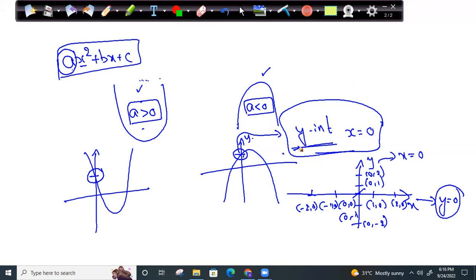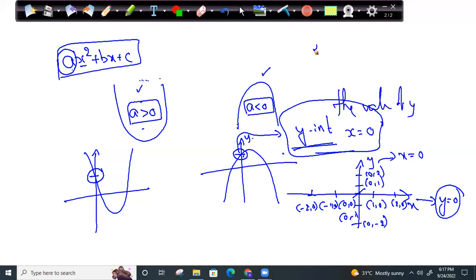What is the meaning of Y-intercept? It is the point where the graph intersects the y-axis. It can be any graph, but since I'm discussing quadratic functions, I speak only about those. And how do you find the y-intercept? It is the value of y when x is equal to 0.